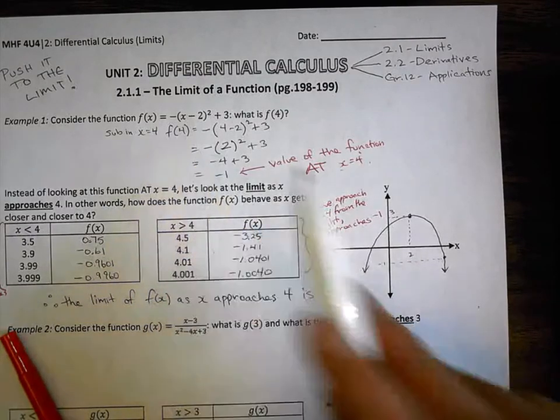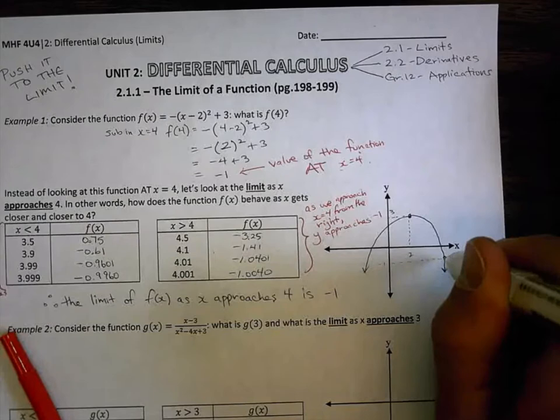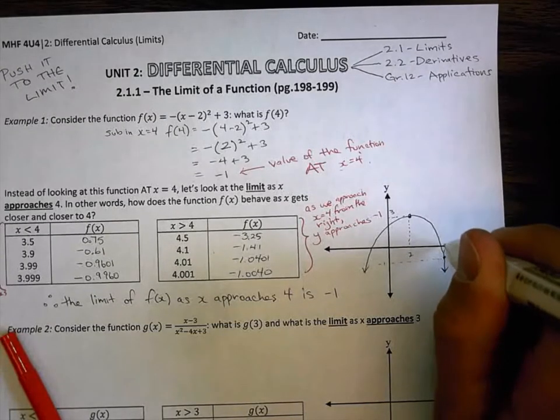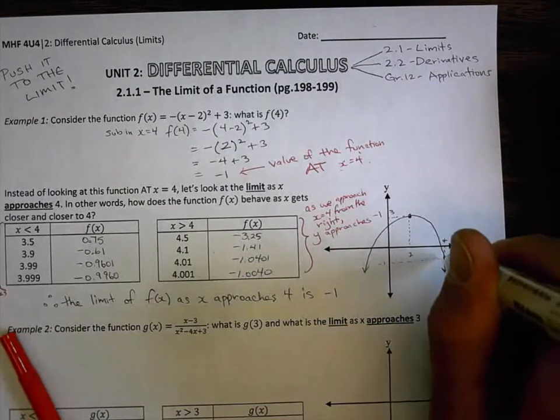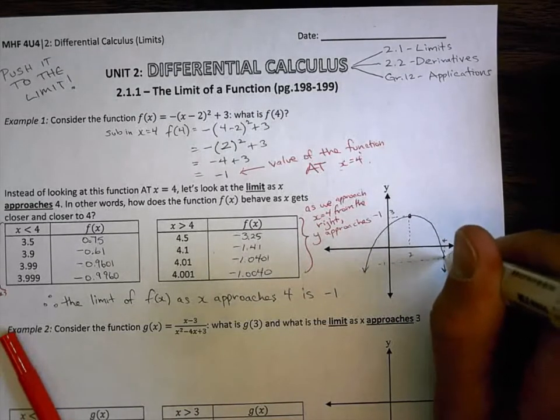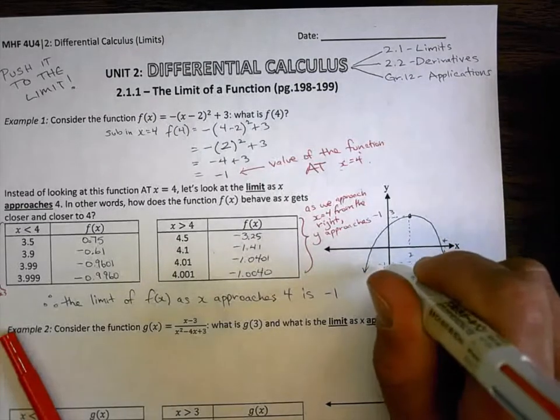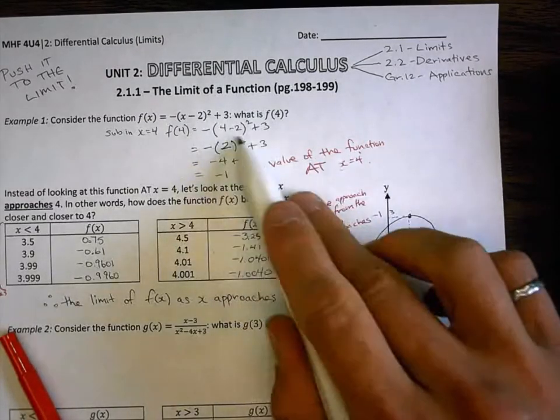Subbing in 4 says, hey, I want to know exactly what the y value is at x equals 4. So if you want to think of an analogy, you take a plane and the plane parachutes you down at x equals 4, and then you figure out that you're at a y value of negative 1. That's what we've always done with math.